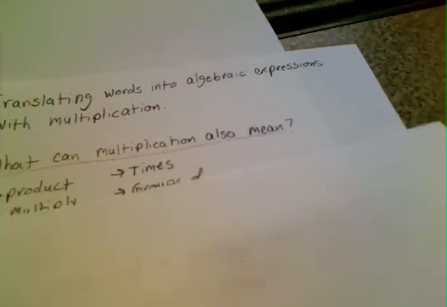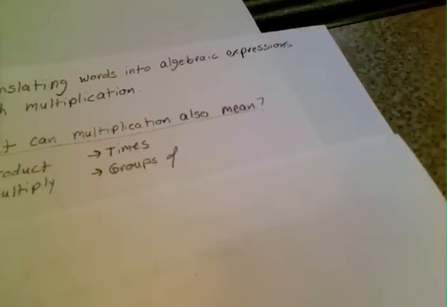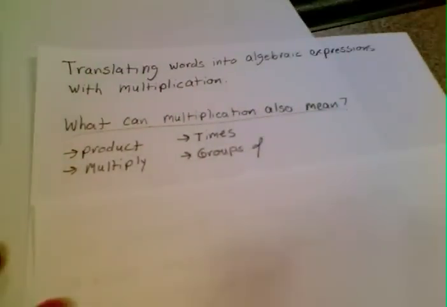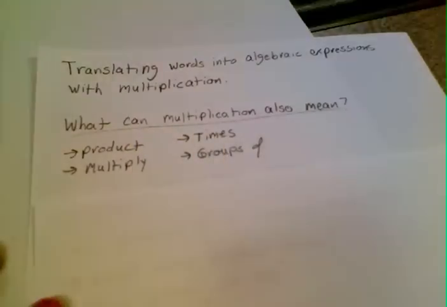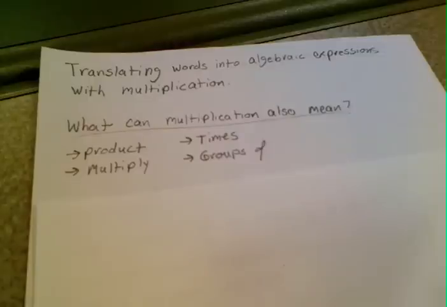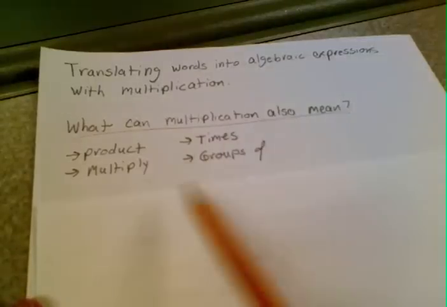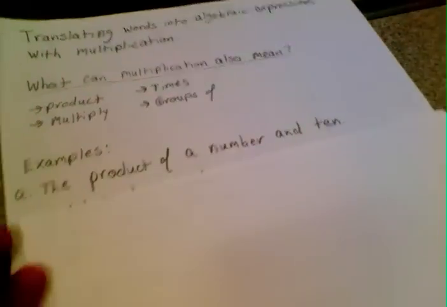Translating words into algebraic expressions with multiplication. What can multiplication also mean? Whoops, excuse me. Multiplication can mean these things: product, multiply, times, groups of. That's where you might see these words here and have to translate it into algebraic expressions. And these words then mean multiplication. Okay? All right, moving on here.